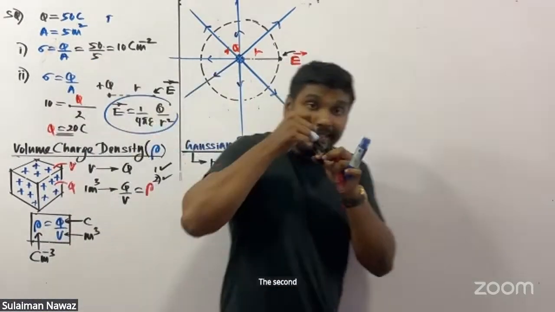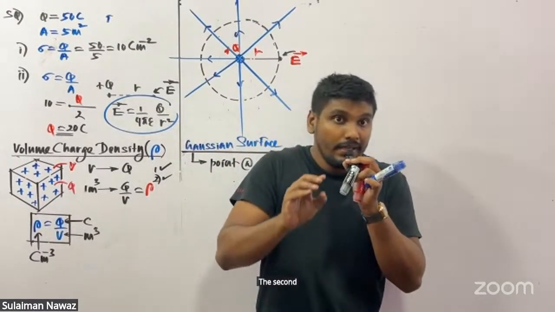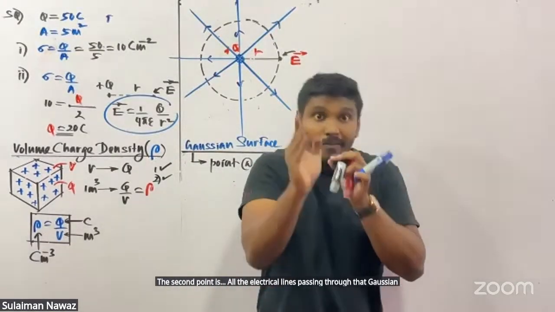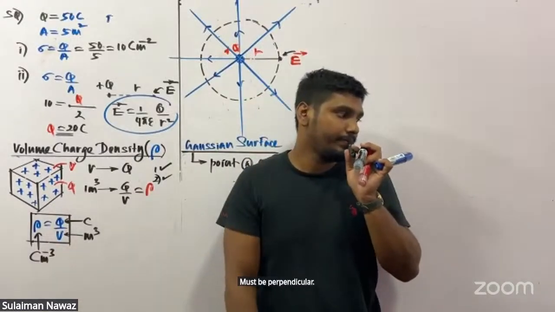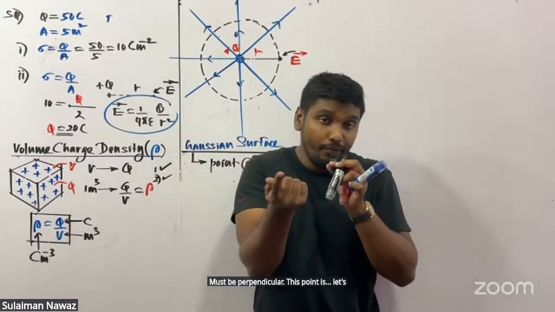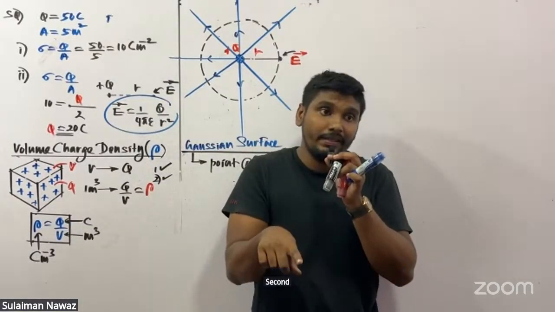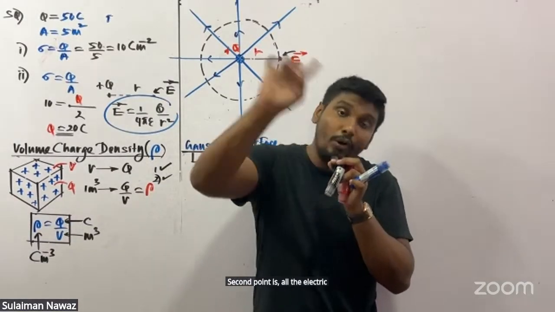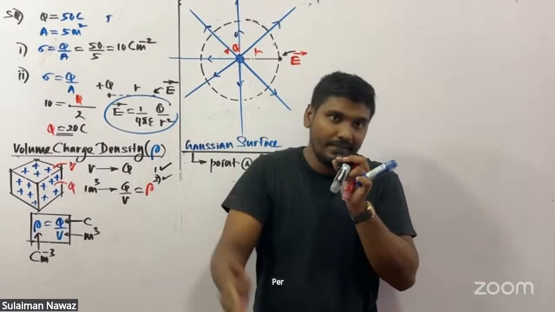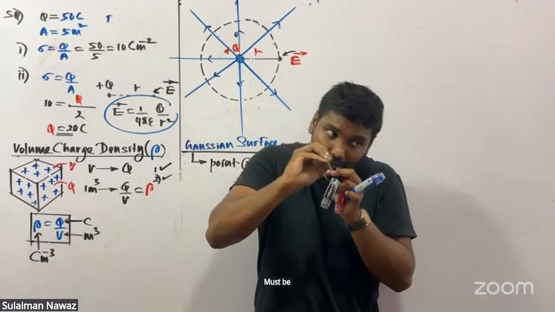The second point is the most important point, but both are important. The second point is all the electric field lines passing through that Gaussian surface must be perpendicular to that Gaussian surface.